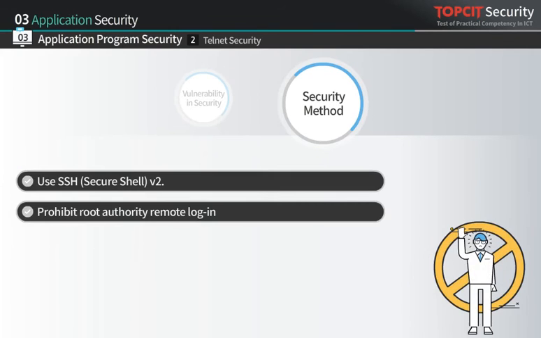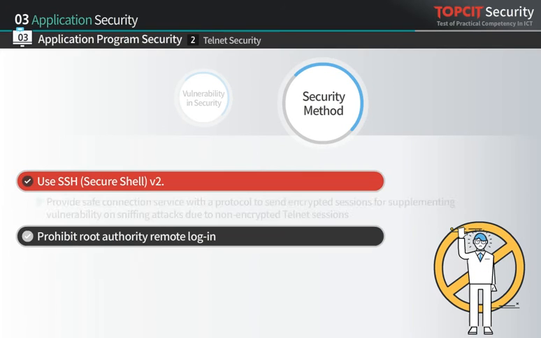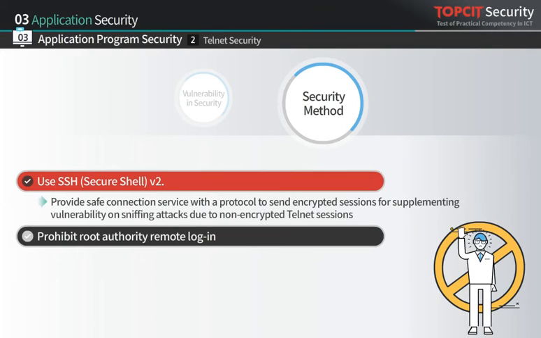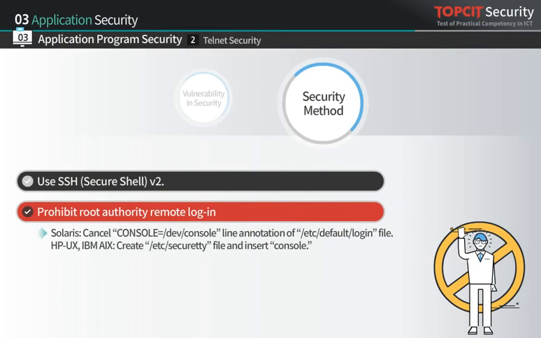Now, let's see how we can respond to such vulnerabilities in Telnet security. First is to use SSH version 2, which is a protocol that can supplement the vulnerability on sniffing attacks as the Telnet session is not encrypted. SSH version 2 sends encrypted sessions, thus providing a safe remote connection service. Using the following methods, you can prevent remote login with root authority.